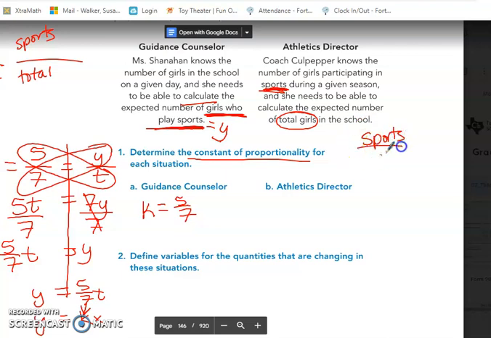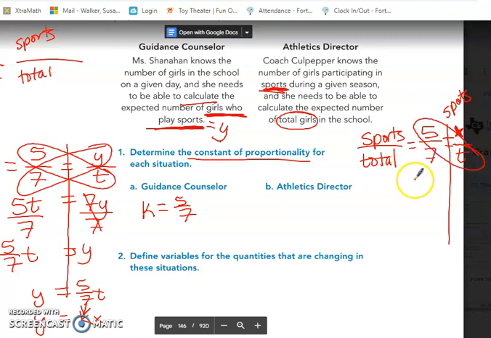Remember, we have sports, we have total, we have 5 girls that play sports out of 7 total, and we have, again, Y and T. We're calculating the total this time, okay? So in this case, I'm going to change that to X, okay? So X will be sports in this case, okay? So we're still going to cross multiply. I'm just changing this up a little so we don't get confused about Y equals KX, okay?